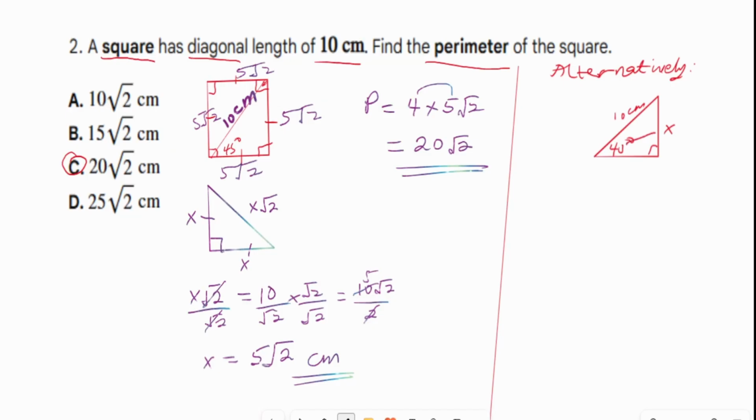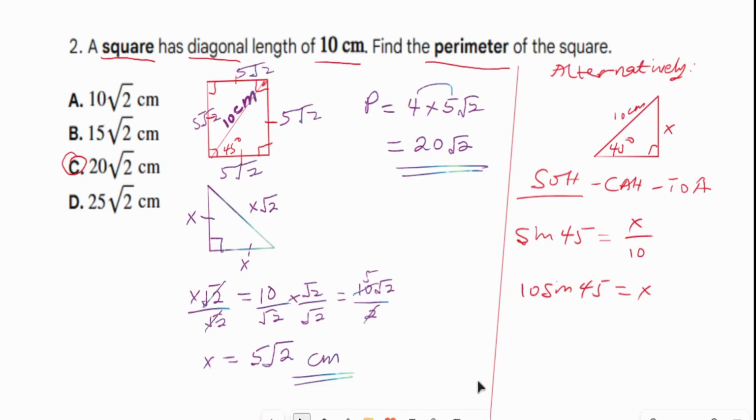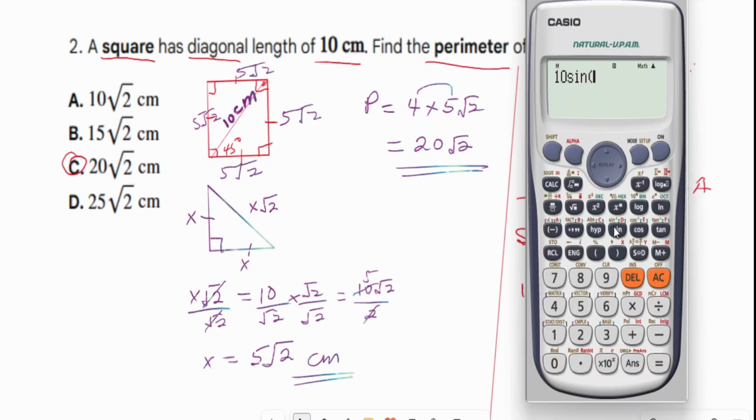So using this, we know that this is opposite and this is hypotenuse, right? So using SOHCAHTOA, which of them involves opposite and hypotenuse? I'm sure you'll tell me it is sine. So we'll write sine 45 equals, opposite is x over hypotenuse is 10. Multiplying both sides by 10, the 10 comes to multiply the sine 45. So we're having 10 sine 45 equals x. And writing on our calculator, 10 sine 45 equals 5 root 2.